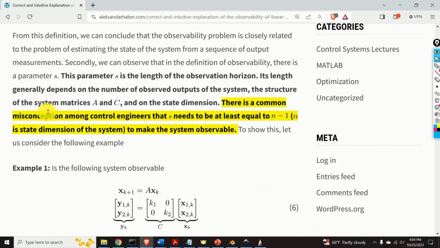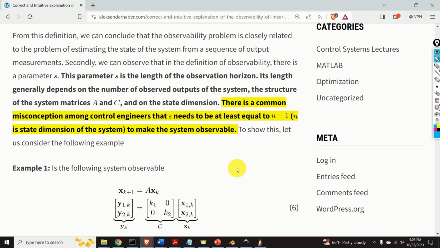To summarize, from this definition, we can conclude that the observability problem is closely related to the problem of estimating the state of the system from a sequence of output measurements. Secondly, in the definition of observability, there is a parameter S. This parameter is the length of the observation horizon. Its length generally depends on the number of observed outputs of the system, the structure of the system matrices A and C, and on the state dimension.